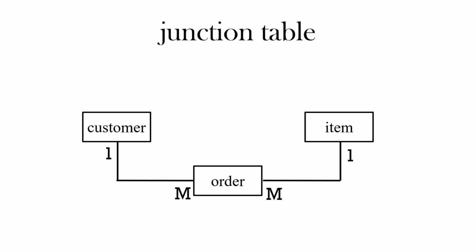So we can change it by creating a junction table. So here, many customers make many orders of many items, so we can create an order entity, and the relationship changes from many to many to a customer to order one to many relationship, and item to order one to many relationship, which is good. This is what we want. So a many to many relationship can be solved by a junction table.